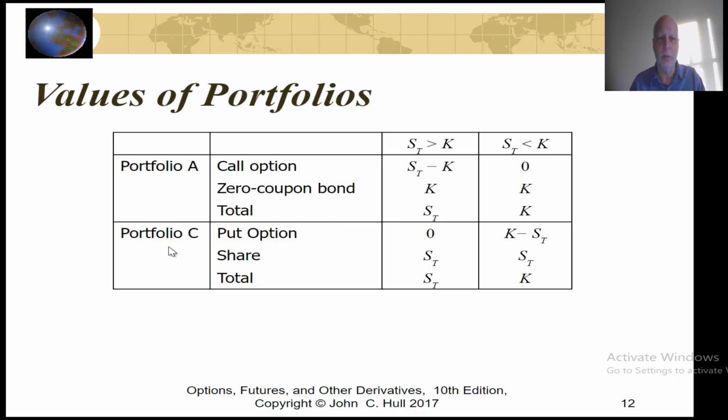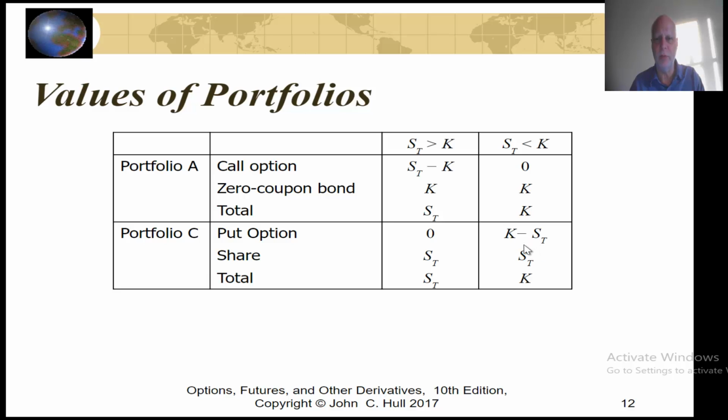Now how about portfolio C, which is the put option and a share of the stock? Well, if the stock price is greater than the strike price of a put option, then the put option expires worthless, but you still own the stock, so you still have the value of the stock price. If, on the other hand, on the day of expiration, the stock price is less than the strike price, then the put option is worth the strike price minus the stock. You still have the share of the stock.